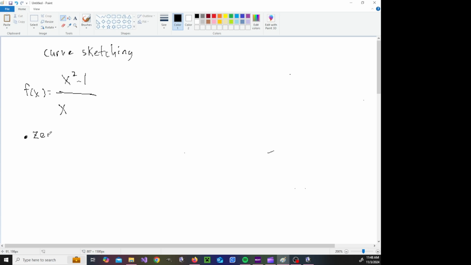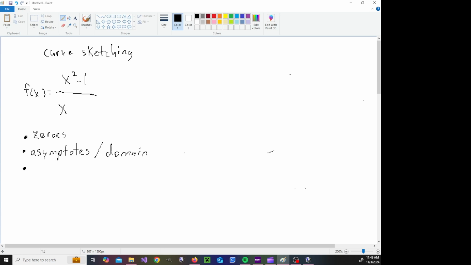We want to consider the zeros, we want to consider asymptotes, right? Which also kind of relates to the domain of the function, right? Because if I have a value outside of my domain, that's probably going to be dividing by 0, which means I would have an asymptote. So domain goes kind of hand in hand with asymptotes in most of these questions, right?